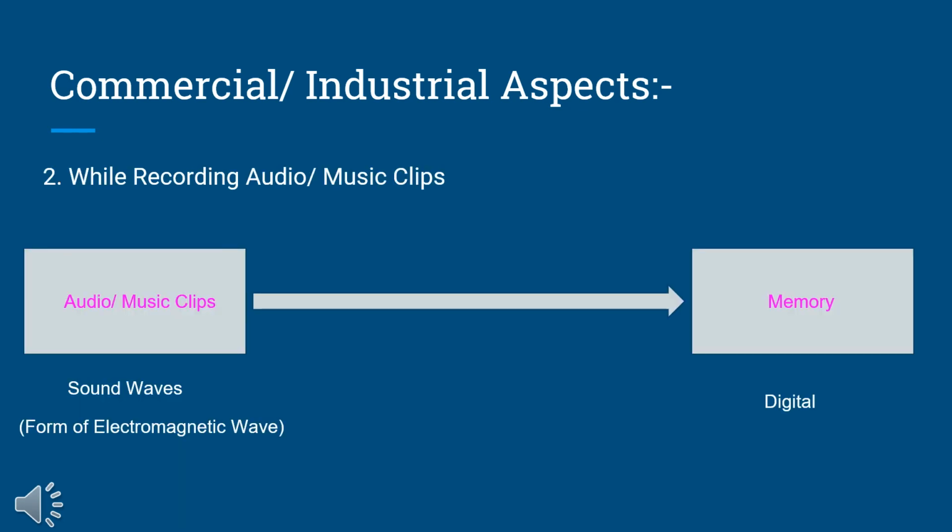Now come to the next application of this ADC: recording audio or music clips. While recording audio or music clips, you are simply recording sound, and sound is a form of wave, which is analog. While recording, you are storing that sound in memory, meaning you are storing the analog part in digital form. So that is also a form of analog to digital conversion.